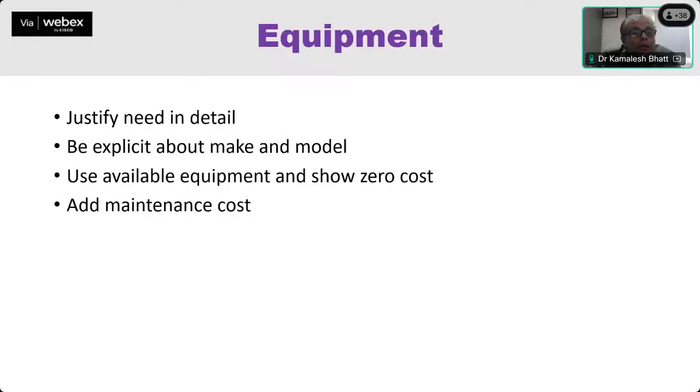Next is the equipment. First and foremost, you justify the need of each equipment, write in explicit detail about the make and the model. Okay, and if you want to use some instrument which is already available in your department, you mention that and you show the zero cost. It will show your commitment to do the study. And very important, this we are forgetting, and then it will create a problem, and many a times one has to stop the project also. Whenever you are writing equipment details in the budget, you always have to add the maintenance cost. Okay, you must not forget that.